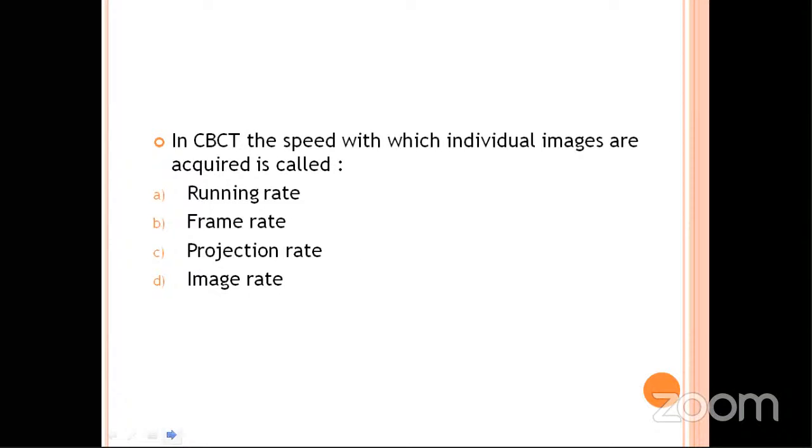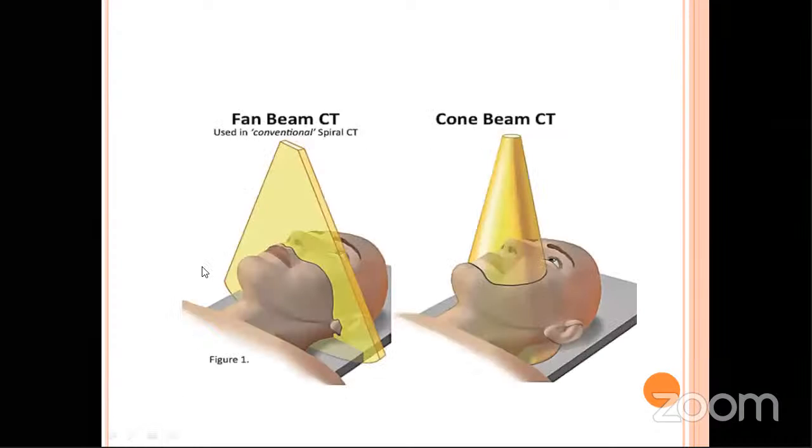In CBCT, that is cone beam CT, the speed with which individual images are acquired is called the frame rate. So this is a picture which shows the difference between the conventional and the cone beam CT. In conventional CT, you image each part of the body separately with one particular dose of radiation, whereas in cone beam CT, you image this particular area and then this will be reconstructed separately in the computer to get the image. So that is the main difference between the conventional and the cone beam CT.